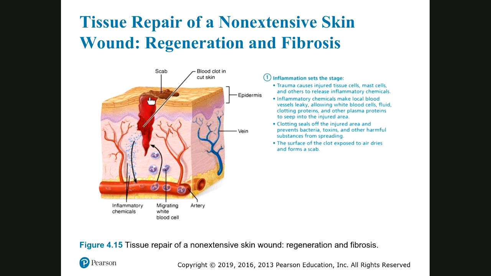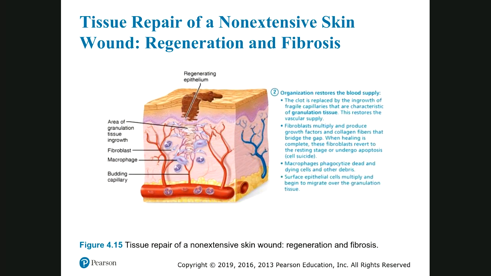On the surface of the epithelial tissue that was damaged, the clot is exposed, and as the air dries, it forms a scab. The formation of a scab is a part of the tissue repair process. Do not peel the scab off. You are going to prevent the further healing repair of the tissue. The second step is the organizational stage, where we're going to restore the blood supply.